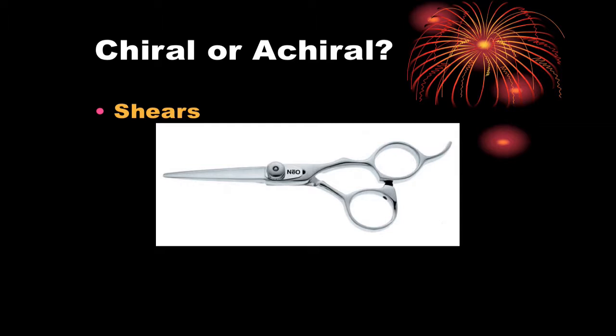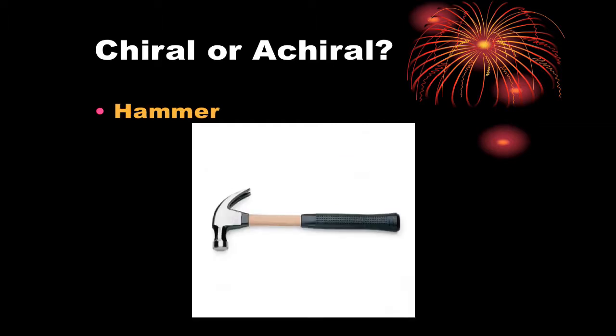Shears are chiral. How about a hammer? How many of you have ever gone to Lowe's or Home Depot and said, "Where's the left-handed hammers?" The guy's going to look at you like you're crazy. There are no left-handed hammers. Could I make a left-handed hammer? I could probably make one, but it's not common. Whether you're a right-handed person or a left-handed person, you buy a hammer. When you go to the place that sells scissors, you can ask them for right-handed or left-handed scissors.